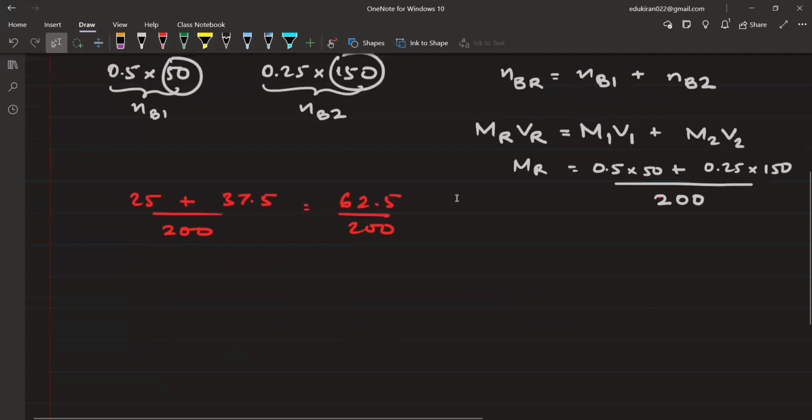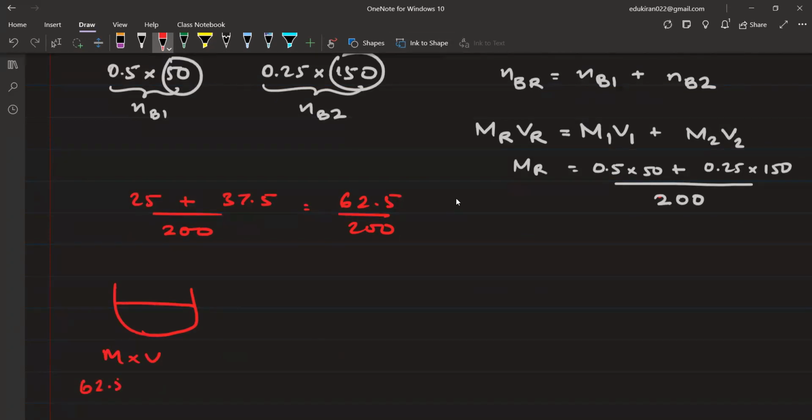Then what do we need? We have to add water in. I have here this is M1, molarity into volume. This molarity is 62.5 upon 200. And what is the volume? Volume is also 200 ml. I will add 50 ml water to make it 250. Right? Yes or no, please tell me. Yes, sir. Now this is M1V1, this is M2V2.